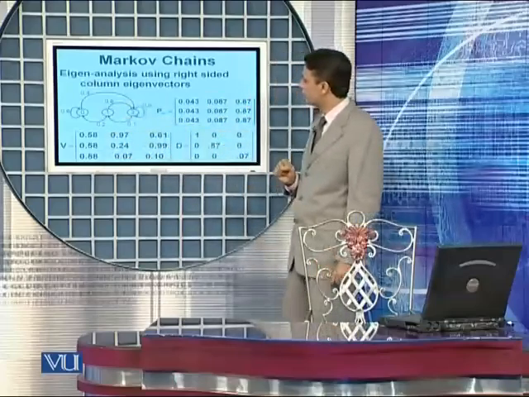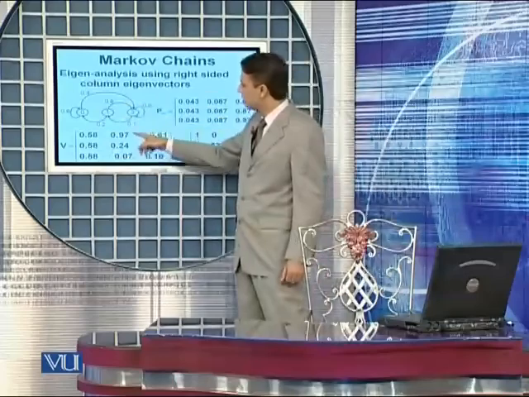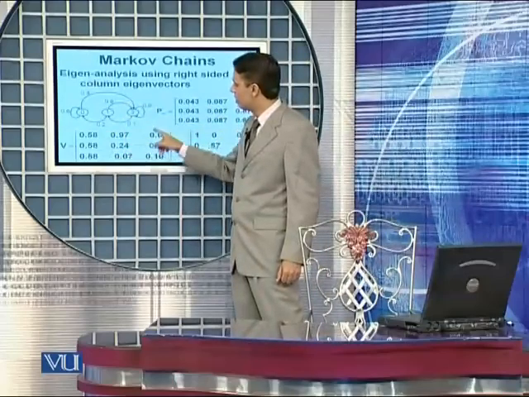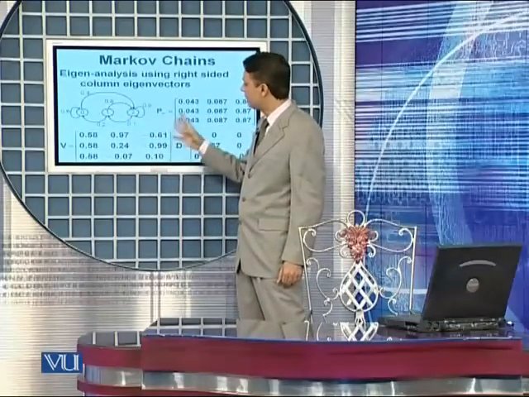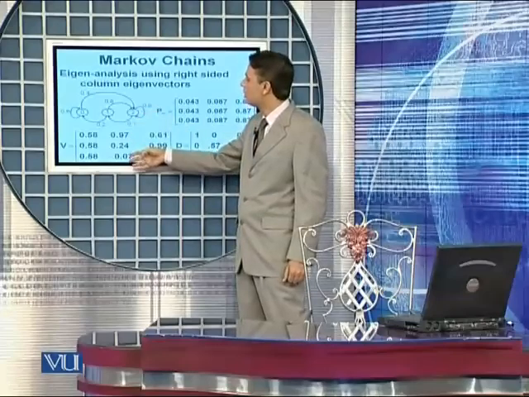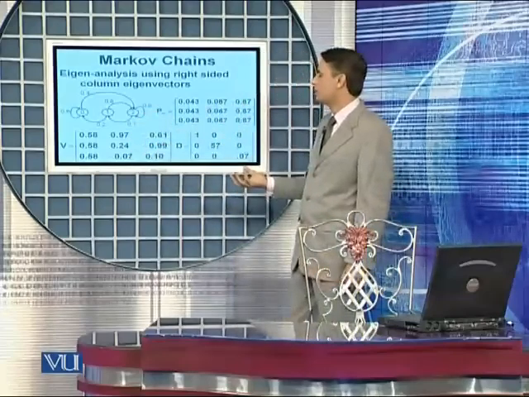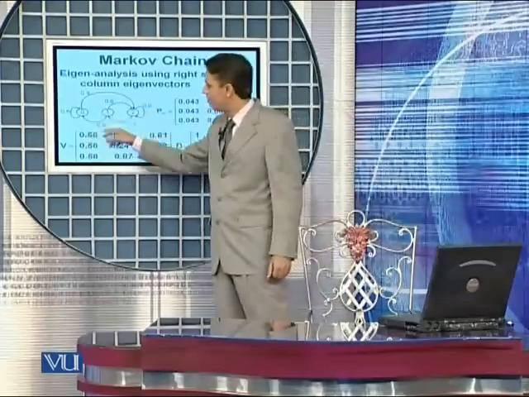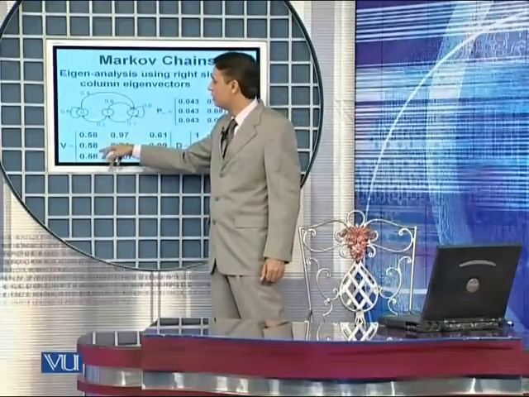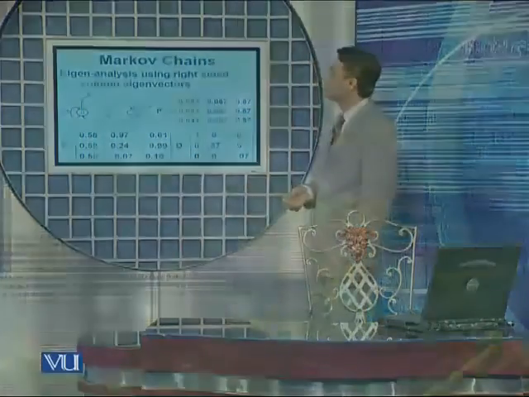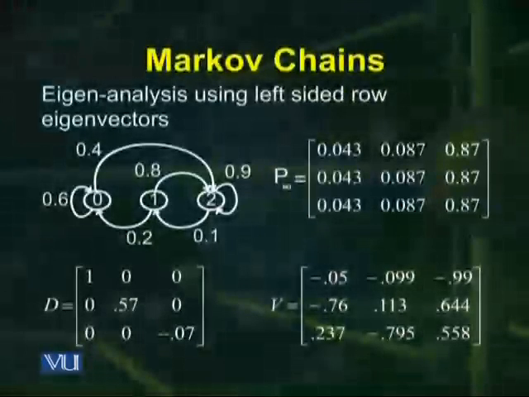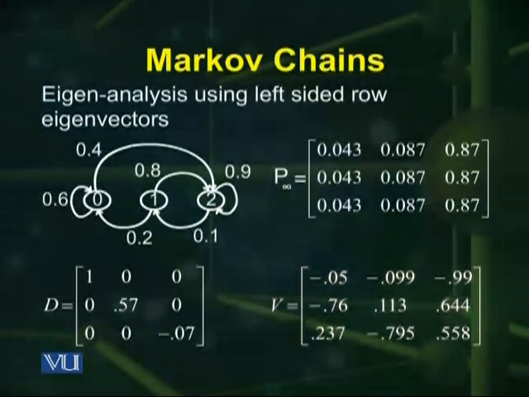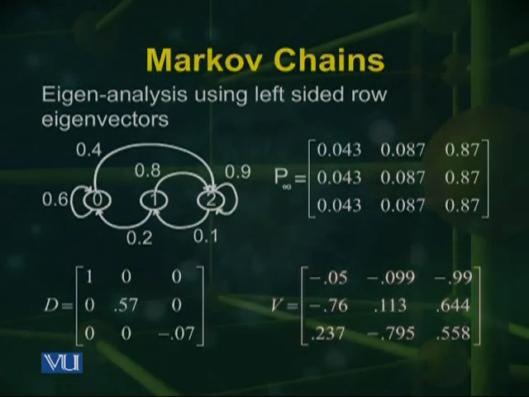One important thing to note is that in these columns, some entries are positive and some are negative. So we cannot have these columns as stationary probability distributions. We might have this, but this is not going to be the case, as it will be obvious as we study this eigenanalysis. Let's apply the proper left-sided, row-type eigenvector-based eigenanalysis to this problem.